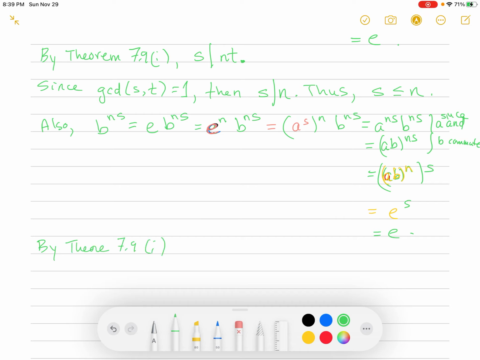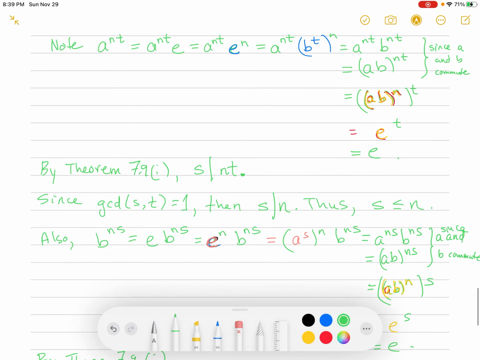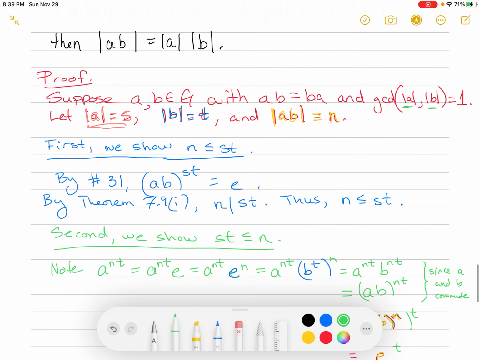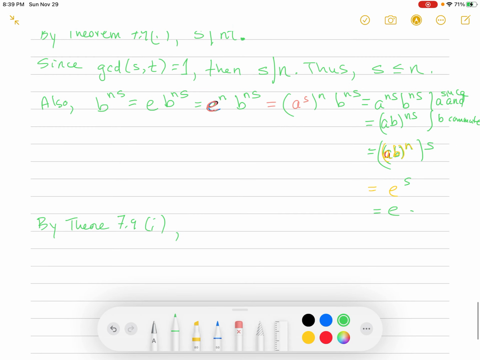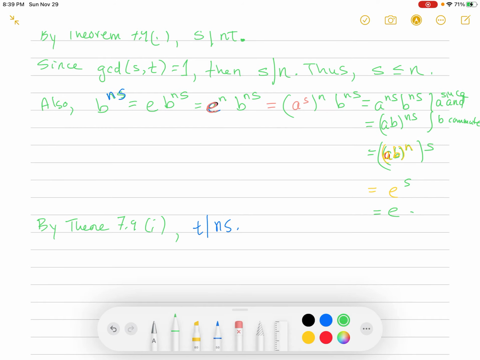by theorem 7.91, the order of B divides NS. What was the order of B? The order of B is this blue T, right? So that means T divides NS. But wait a second. The greatest common divisor of T and S is 1, right? They're relatively prime. So since the greatest common divisor of S and T is 1, then that means T has to divide N.